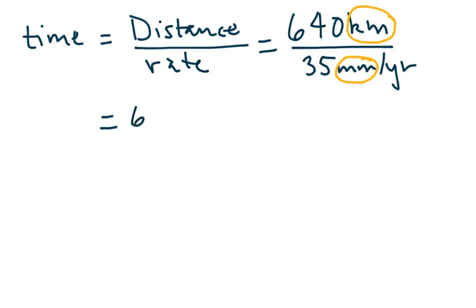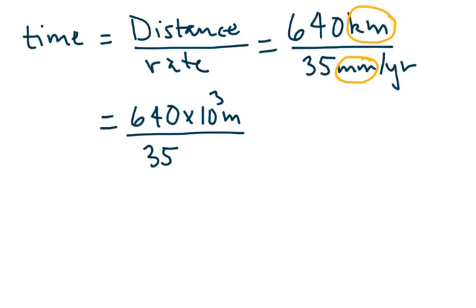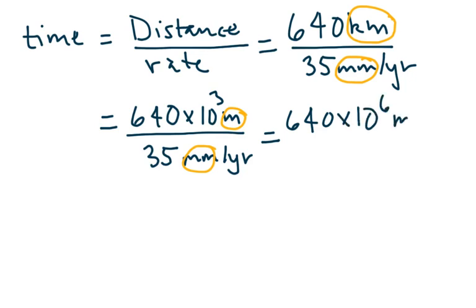So 640 kilometers is the same as 640 times 10 to the 3 meters. So we'll divide that by the rate of plate motion, the 35 millimeters per year. So we still don't quite have the same unit, so we'll need to do one more unit conversion. And so if we'd like to switch from meters into millimeters, then we'll have 640 times 10 to the 6 millimeters, because there are 1,000 millimeters in 1 meter.